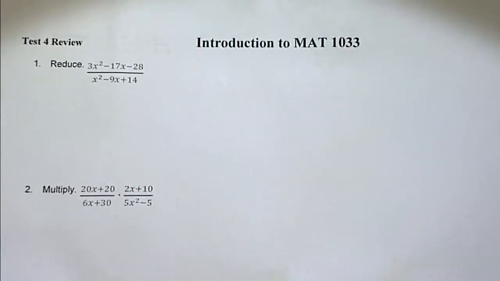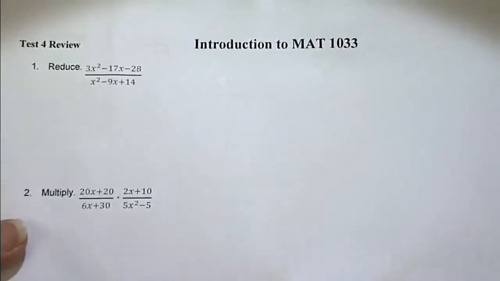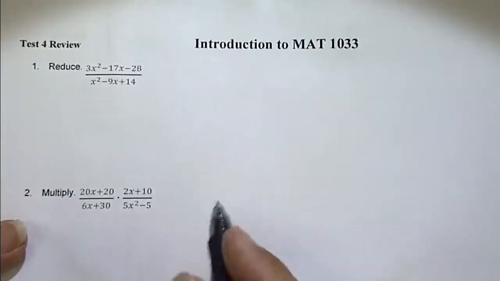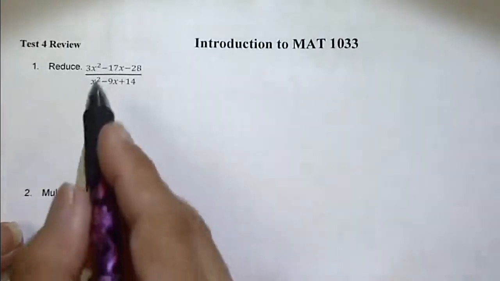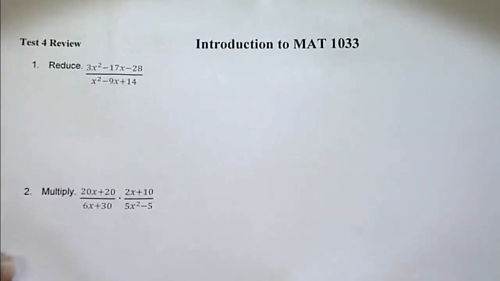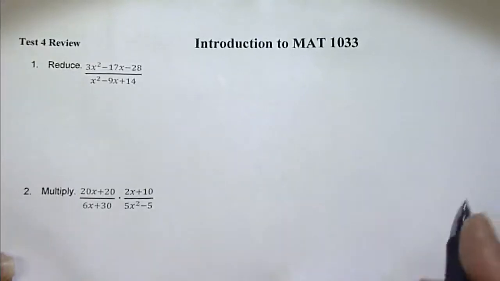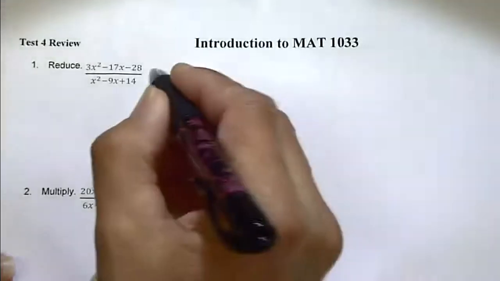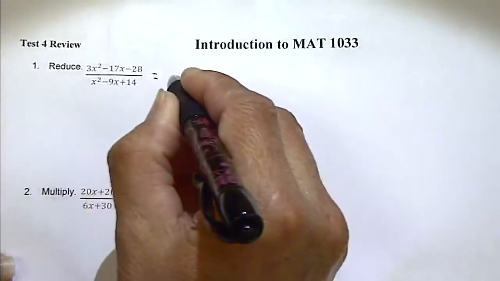There are all different kinds of problems in here, as you can imagine. But this first one is basically a trinomial divided by a trinomial, and you're supposed to reduce it. You would recognize that you can't reduce anything that has addition and subtraction in it, so you have to factor it first before you can reduce it. The only things you're going to be able to reduce are matching binomials or matching GCFs, right? Make sense?